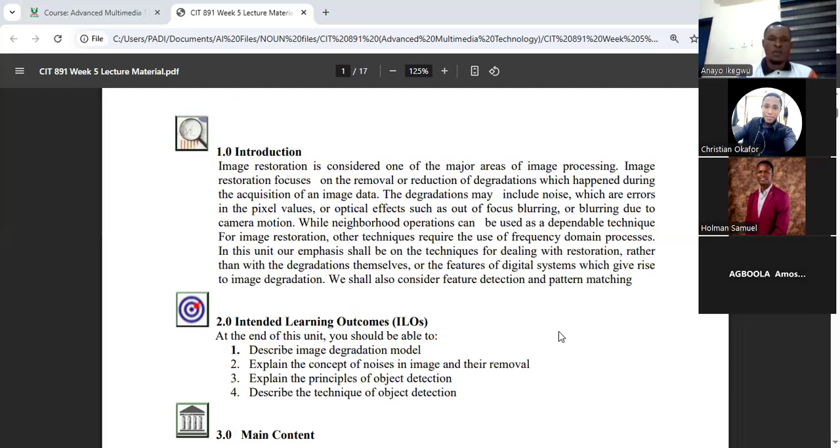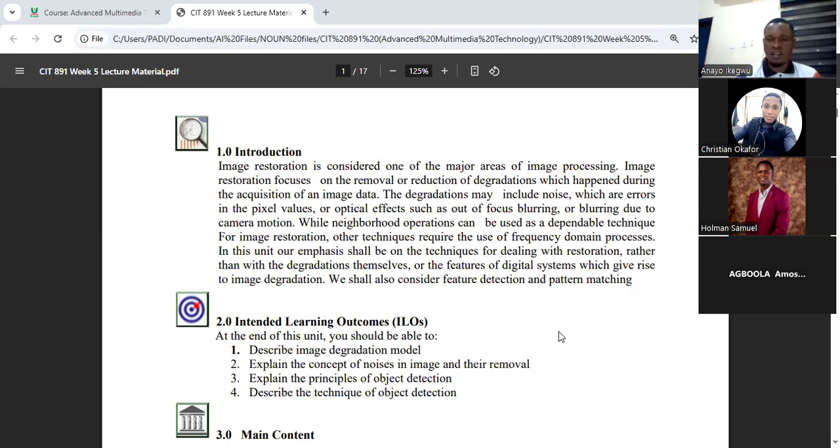Okay. So, by way of introduction, we can deduce that image restoration is one of the major areas of image processing, as we discussed earlier. This concept focuses on the removal or reduction of degradation, which happens during the acquisition of image data.